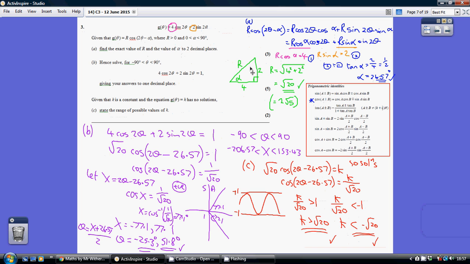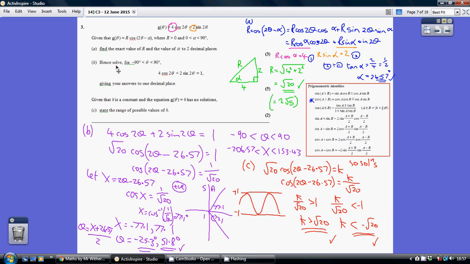So just by considering Pythagoras, we can say that R squared equals 4 squared plus 2 squared. So R is root 20, or 2 root 5 if you prefer. So that's what R is and that's what alpha is.